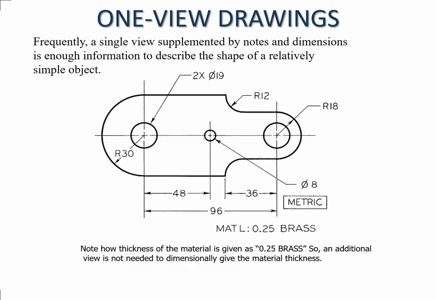Now, sometimes we can represent the part using one view. As you see, this is one view. It could be front, it could be top, it could be side. All of the details and dimensions are here in this one-view drawing. And as you see, the material is brass. Units are metric. And all of the details are there. The single view is supplemented here by notes and dimensions, and these notes and dimensions should be enough to describe the shape of the object. Mainly one view is used for simple shapes. Simple shapes mean one view is enough to describe everything related to that part.